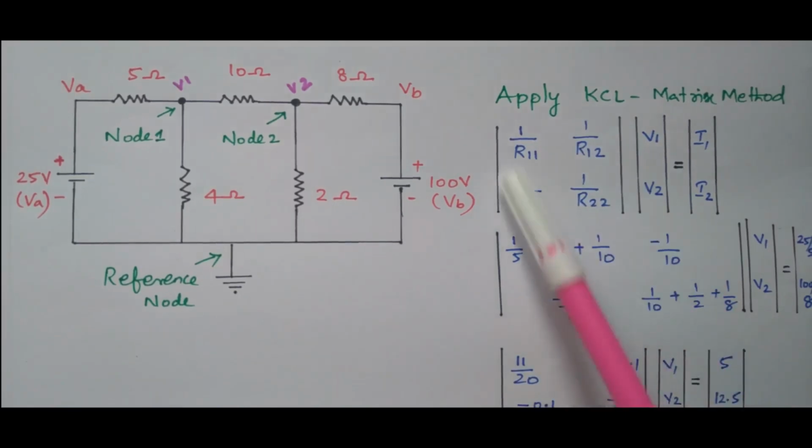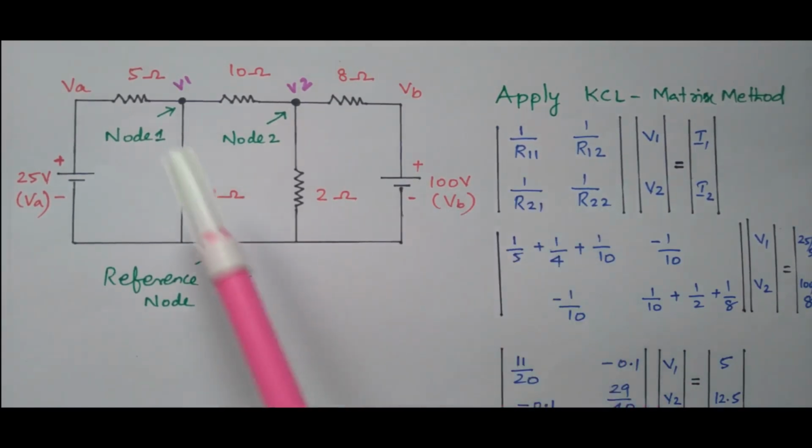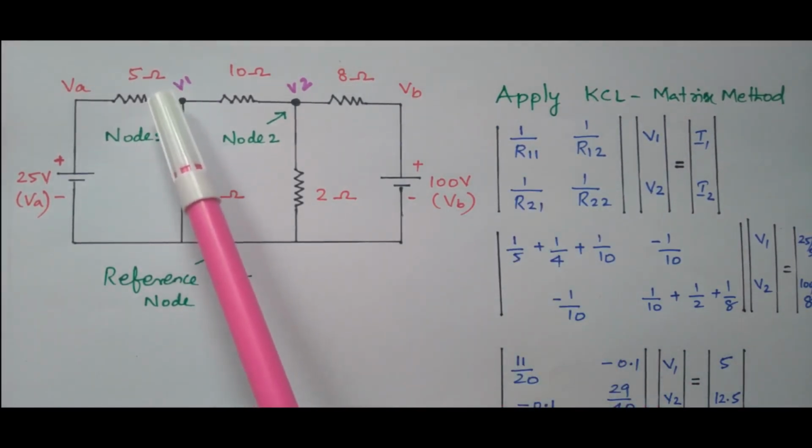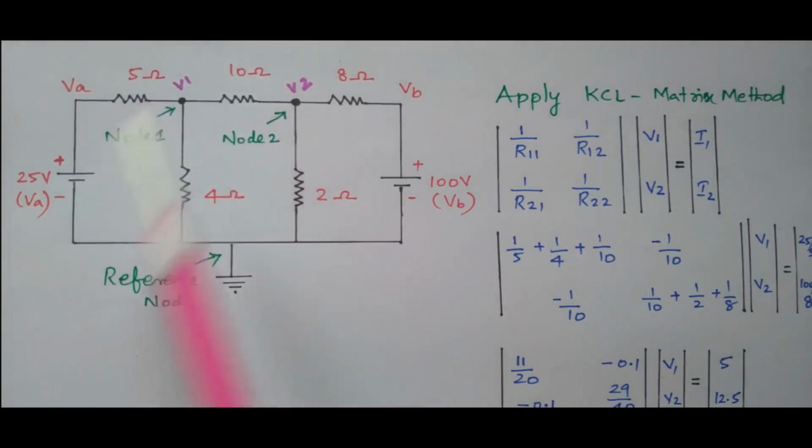Then how will you find this resistance matrix? What is the R11? R11 is nothing but the resistors connected at node 1. What are the resistors connected at node 1? 5 ohm, 4 ohm and 10 ohm. The sum of these three is nothing but R11: 1 divided by 5 plus 1 divided by 4 plus 1 divided by 10. These three resistors are added. That is nothing but R11. R11 is the total resistors connected at node 1.